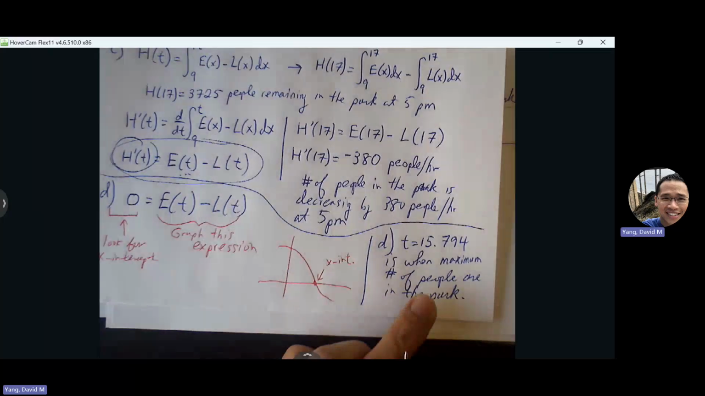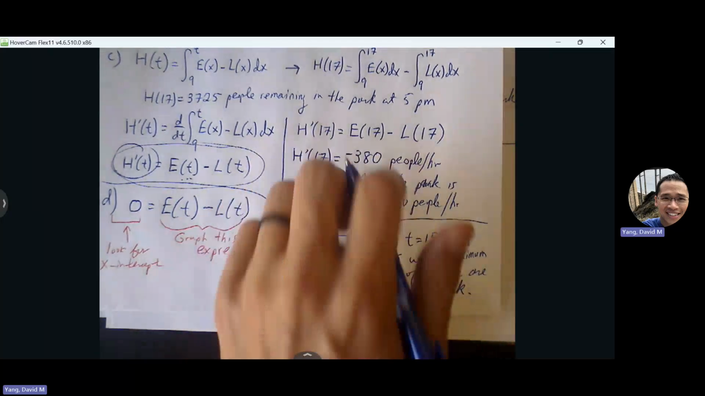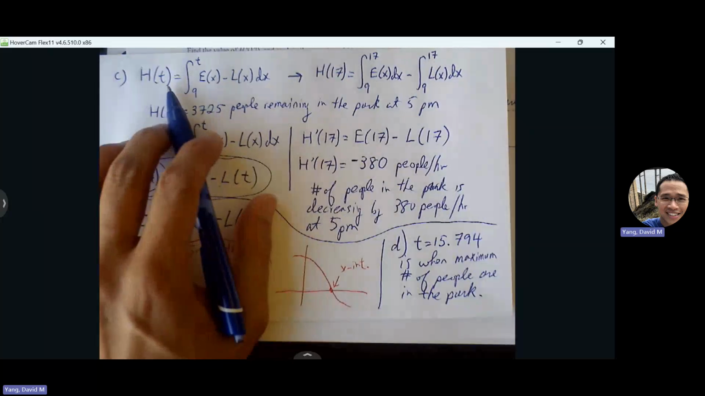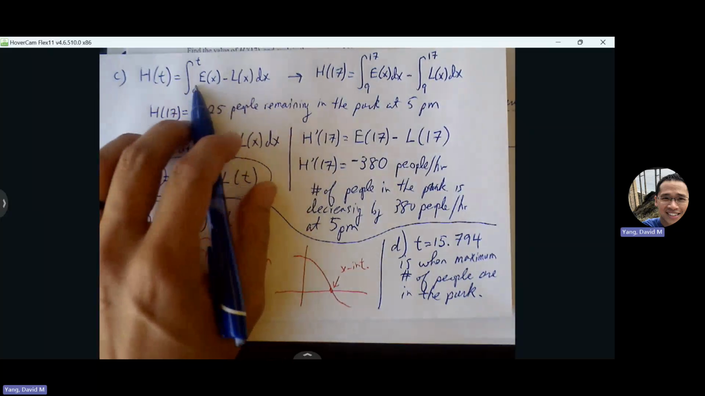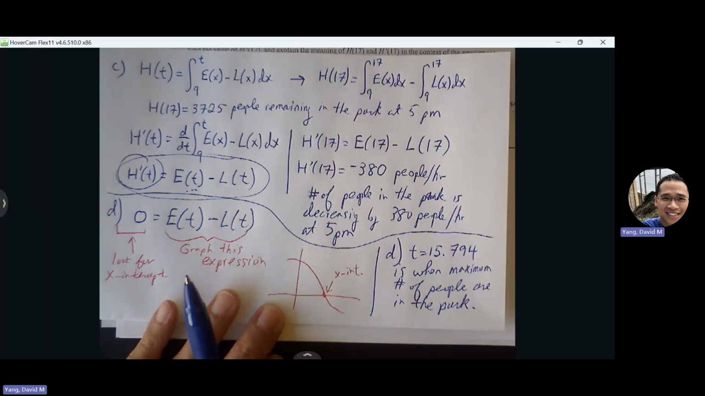It's not asking for the actual number of people. If it were, we would just be able to plug it into this H of t formula here. But you're asking only for the time at which that's going to happen.